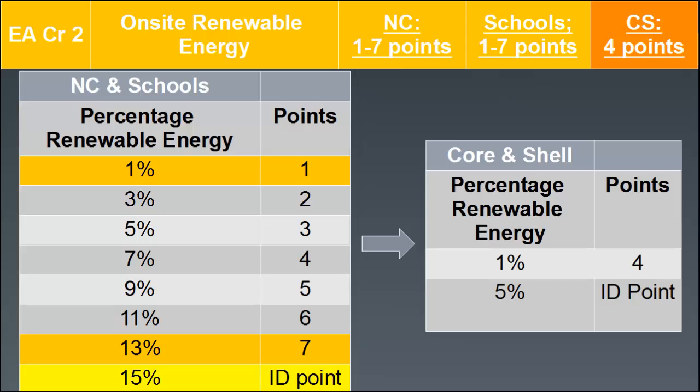There are 1 to 7 points available for this credit for new construction and schools, and 4 points for Core and Shell projects. For 1% renewable energy production for a project, you get 1 point. For 3.3%, you get 2 points. Similar to EA Credit 1, for every 2% more, in this case renewable energy production, you get 1 more point.